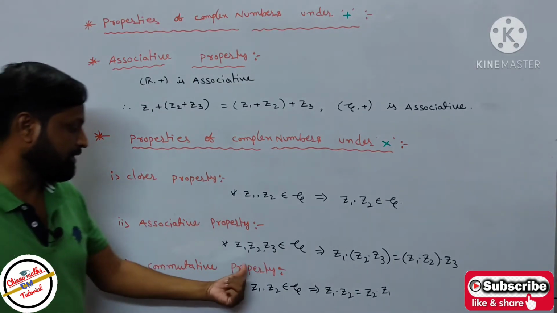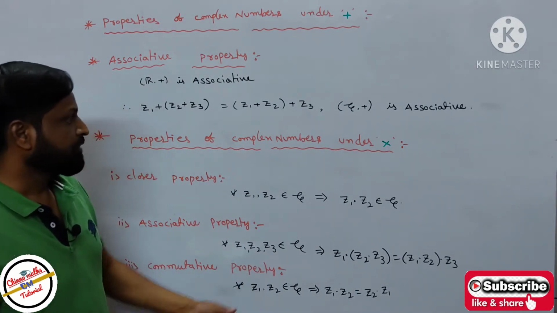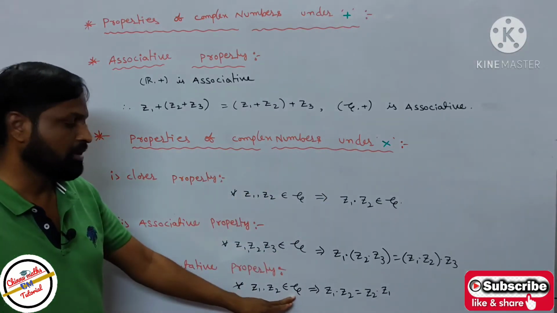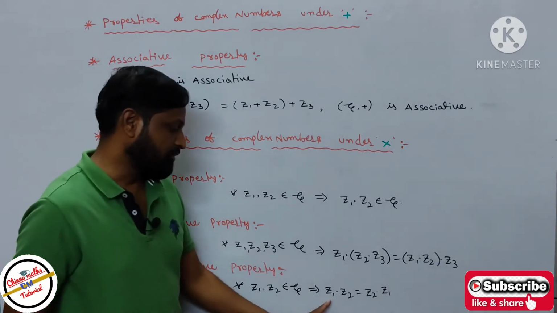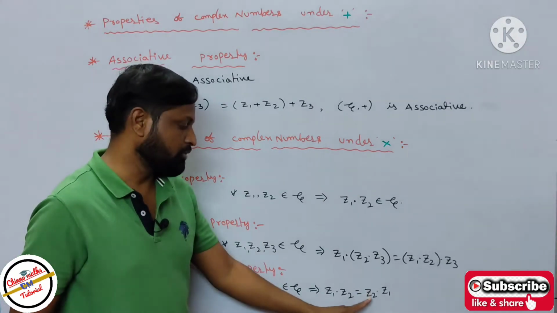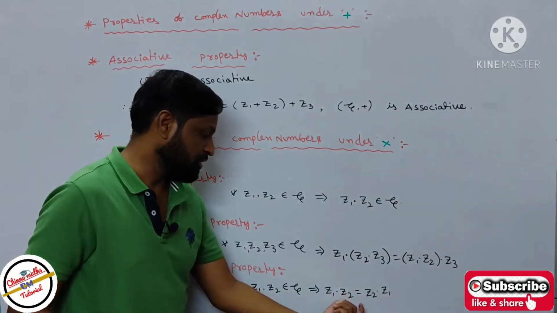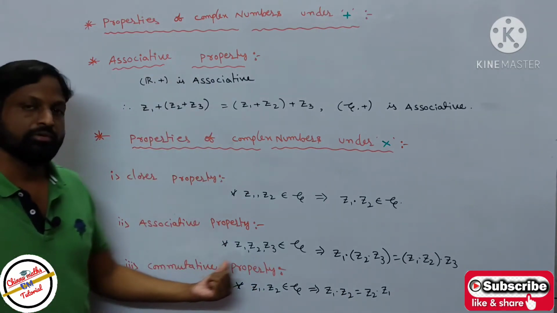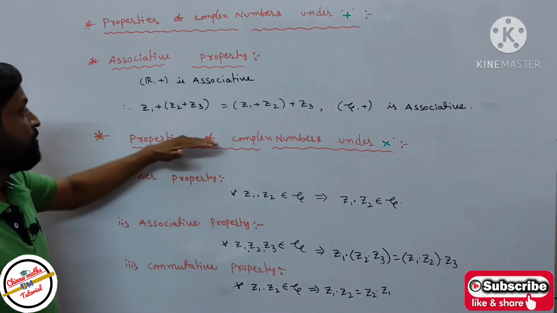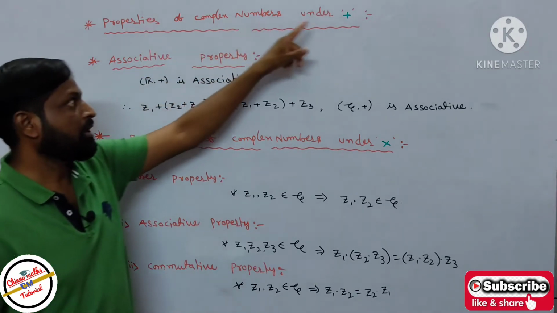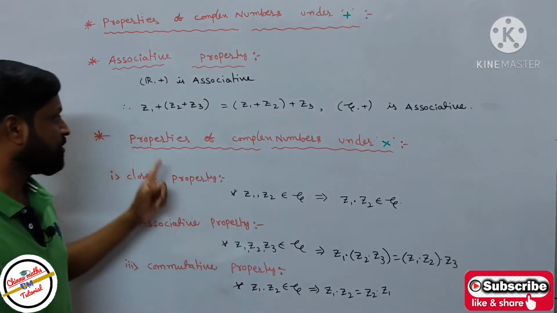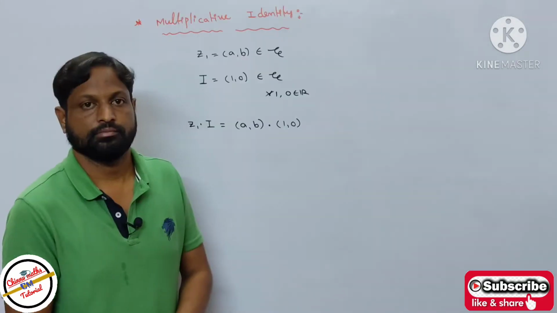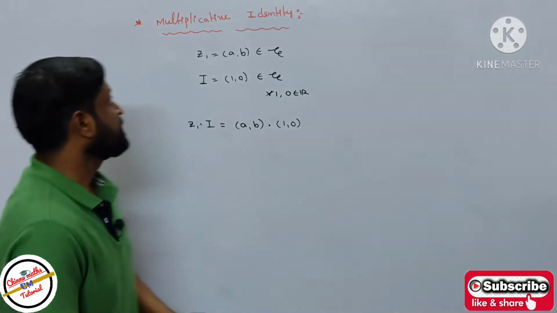Next, commutative property with respect to the multiplication. So z1, z2 belong to complex numbers, then z1 times z2 is equivalent to z2 times z1. If it is satisfying this condition, then this property is called the commutative property. So before, we discussed the properties of complex numbers under the addition, and these are the properties of complex numbers under the multiplication. Okay, let's continue the properties.